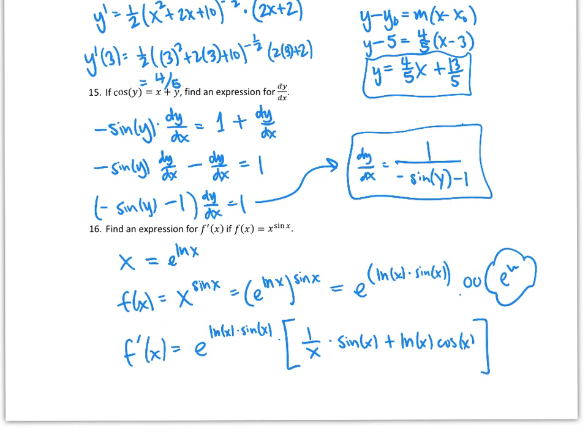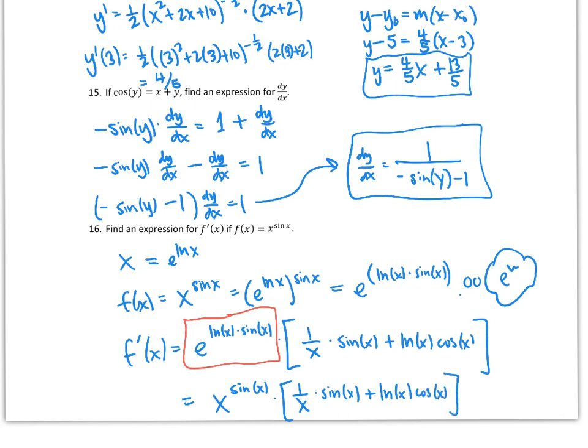And then we're essentially done, except that we really should rewrite this, since this first term here, e to the ln x sine x, really is just the original function, x to the sine of x. And so here's one place where we really should rewrite this in an easier to understand form. So we can leave all the rest of this stuff, but we should rewrite this in terms of the original function. And so that would be the answer I'd be looking for.